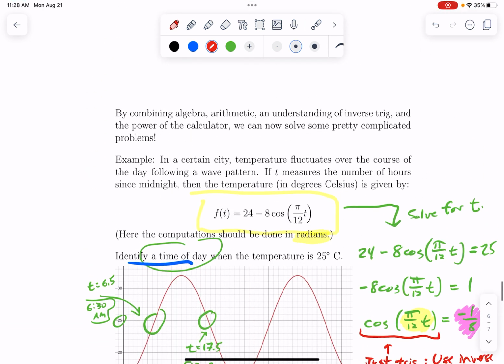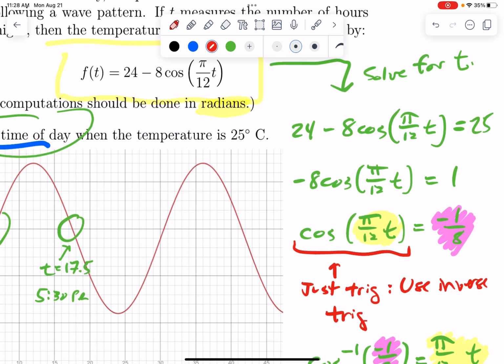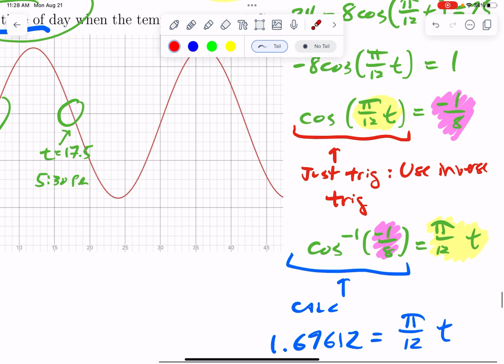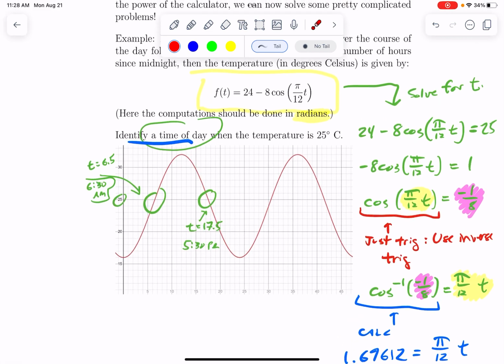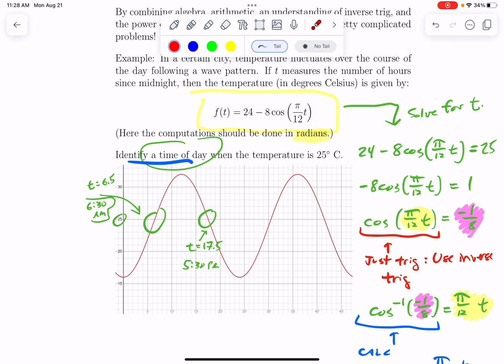But just to recap, we had a phenomenon where a function involving trig described how something changed. We wanted to know when it had a certain value, so we just set up this equation, did a little bit of algebra, got it to the point where the trig was all by itself: cosine of something equals, sine of something equals, tangent of something equals. Then we can do the inverse trig to rearrange, and then we just use our calculator to finish. So you'll probably have some more problems like this on your homework, where you're seeing how you can use an understanding of inverse trig in your calculator to answer questions you could never do in your head. Okay, that is the end of this video.